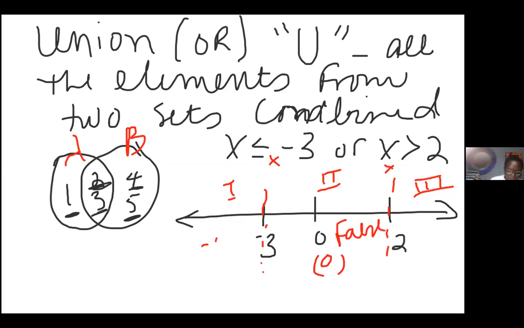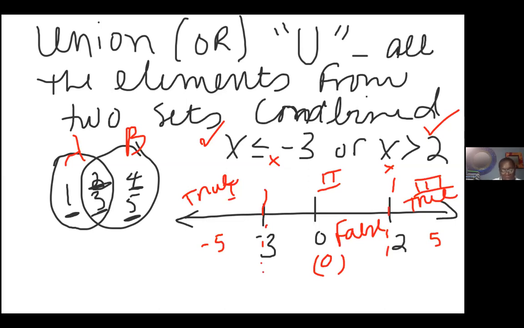Region 1, I'm going to choose -5. Is -5 less than -3? Absolutely. So because it makes this one true, that makes this region true. This region is true. And guys, you don't even have to test it with the other one because you only need one of these inequalities to be satisfied. So let's move on to the third region. Let's choose 5. Is 5 less than -3? Nope. Is 5 greater than 2? Absolutely. So this region is also true. So this means that the solution set would be in region 1 and region 3.